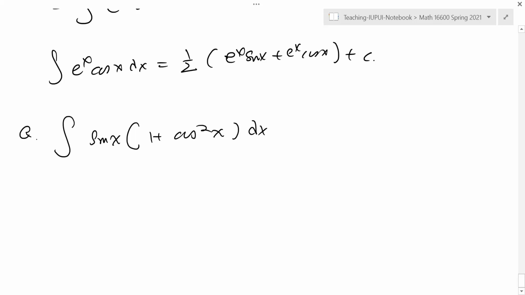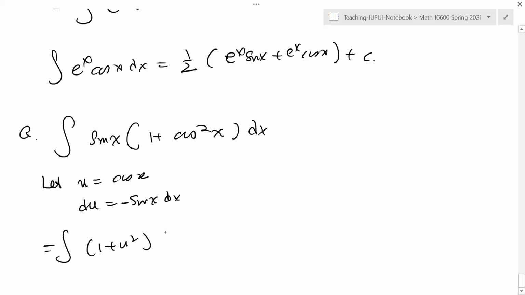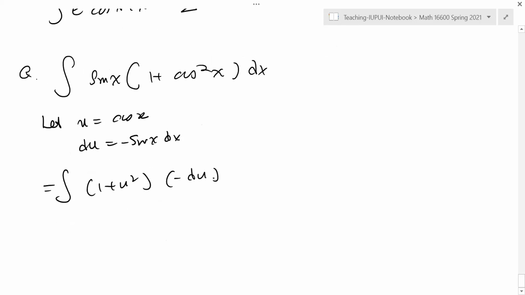Let's see. The natural substitution will be to let u be cosine x. Then du is negative sine x dx, differentiating u with respect to x. Then the integral becomes 1 plus u squared, and sine x dx is going to be negative du. So that should be the simplest way to solve the problem.